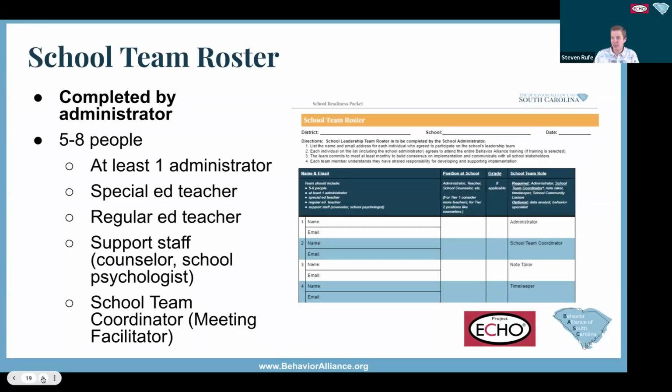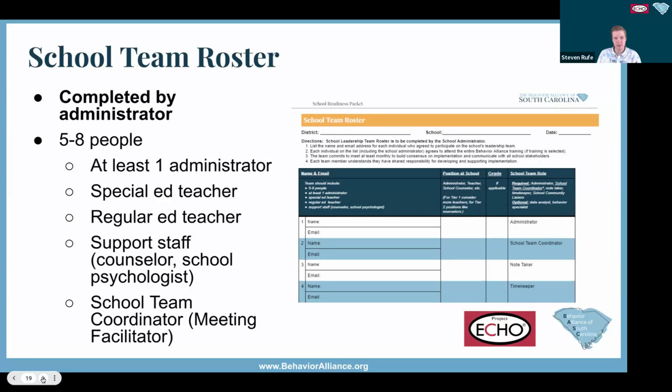And then the school team coordinator is going to serve in a very similar role to all of you at the district behavior coordinator level, at the school level. They're going to be the point of contact for all things with the partnership. They're going to facilitate the meetings. They're going to work really closely with you as a district behavior coordinator. So thinking through these roles early with your school teams is really important to make sure the right people are in the right place doing the right types of work.